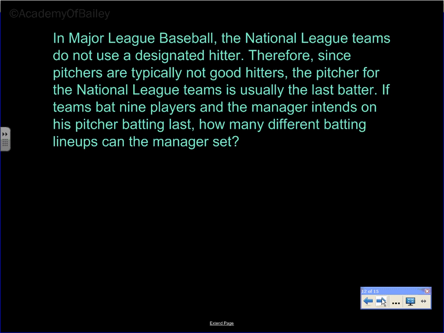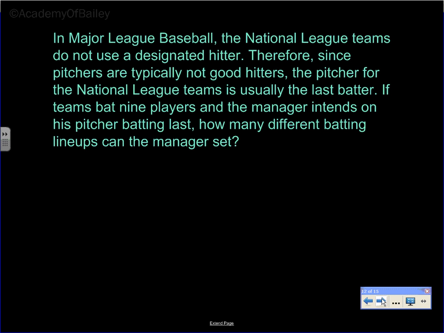In Major League Baseball, the National League teams do not use a designated hitter. Therefore, since pitchers are typically not good hitters, the pitcher for the National League teams is usually the last batter in the lineup. If teams bat 9 players and the manager intends on his pitcher batting last, how many different batting lineups can the manager set?